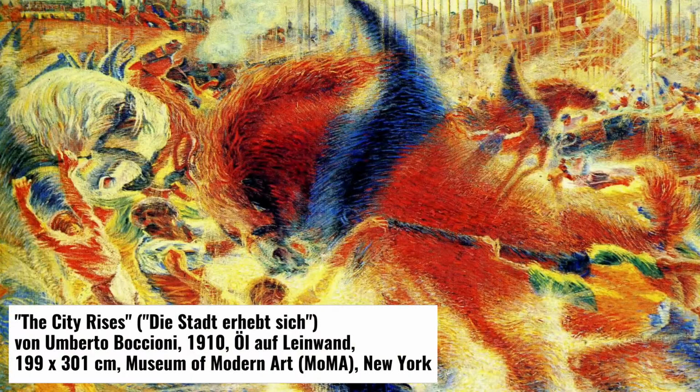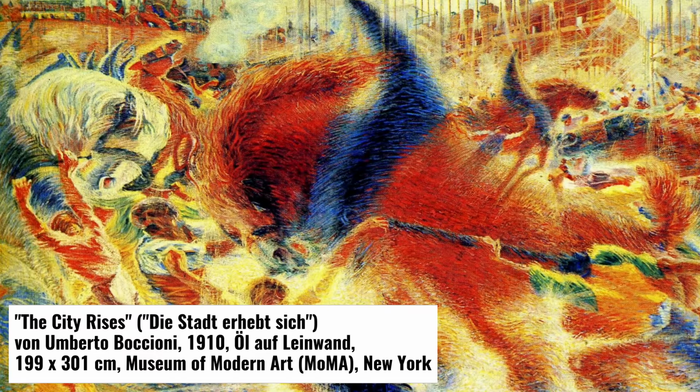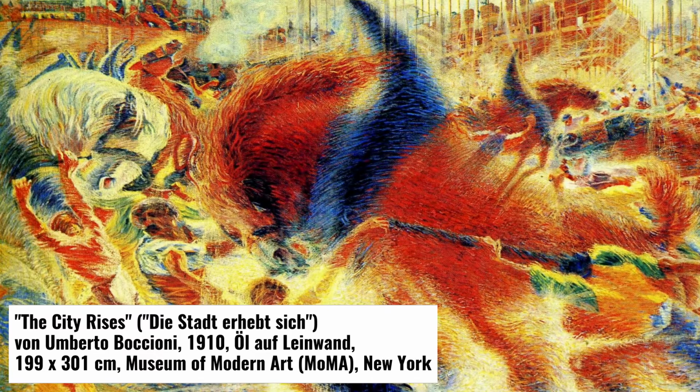So the painting we're looking at is The City Rises, a 1911 oil painting by Umberto Boccioni. It was one of his first large-scale futurist works, and it's a drastic departure from his previous impressionist works. Now, the picture in this video really doesn't do it anywhere near justice, and you'll see what I mean when you see the actual painting.